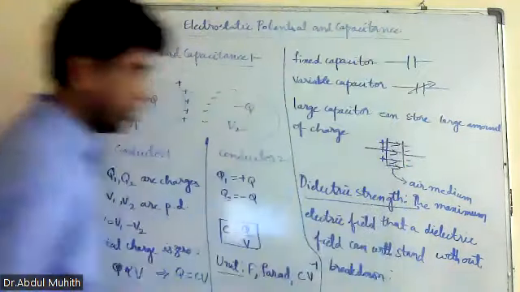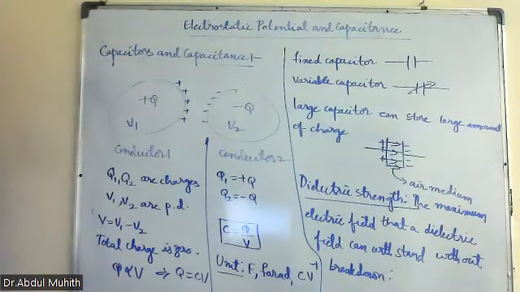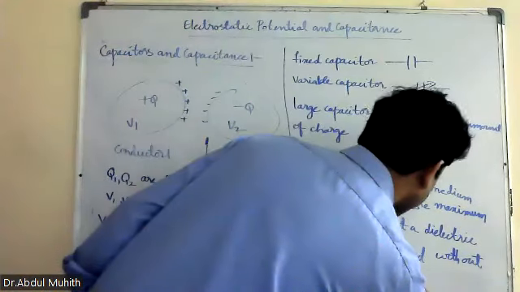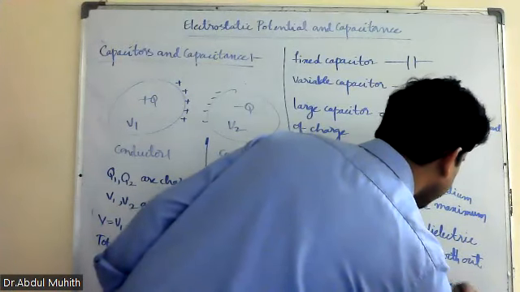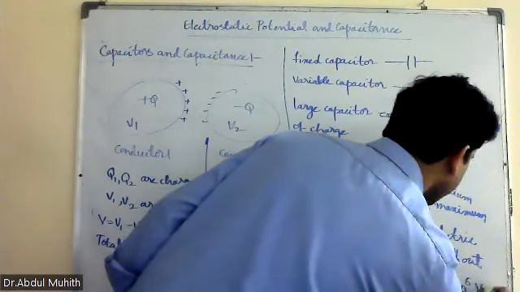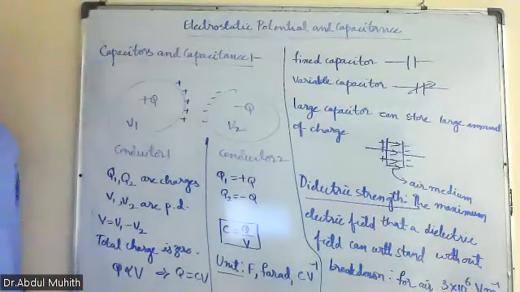So for air medium it is how much? For air, it is 3 into 10 to the power of 6 volt per meter. Volt per meter is the unit of electric field. Okay, so what is the meaning?